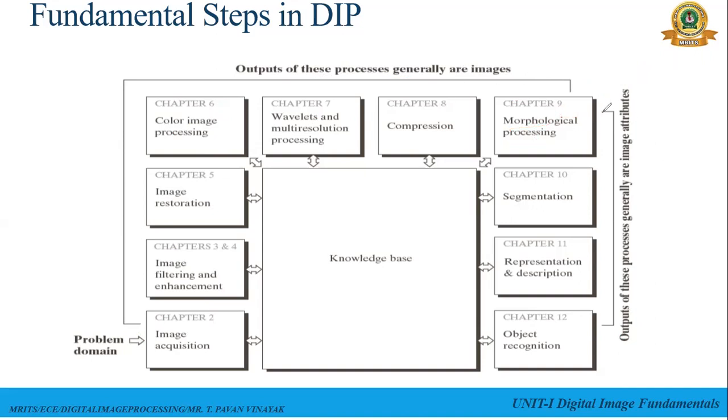Sometimes the morphological processing outputs are entire images, sometimes some part of the images. Some parts of images are called attributes. So morphological processing belongs to low level processing as well as mid level processing.